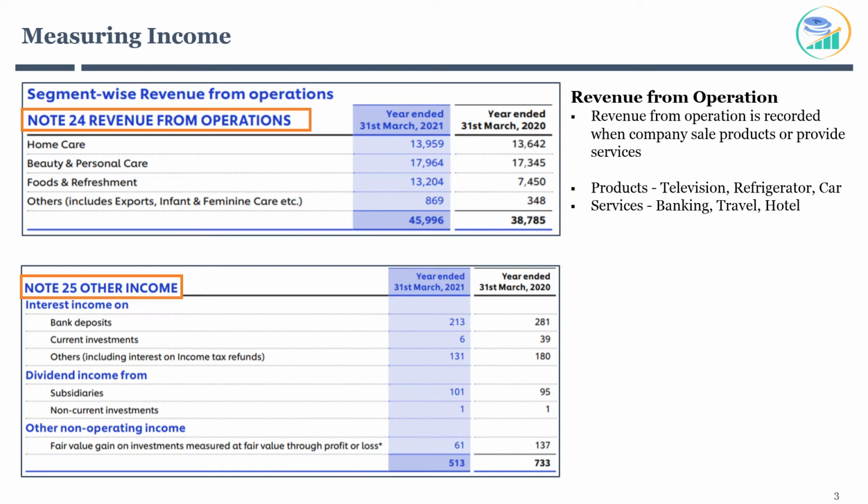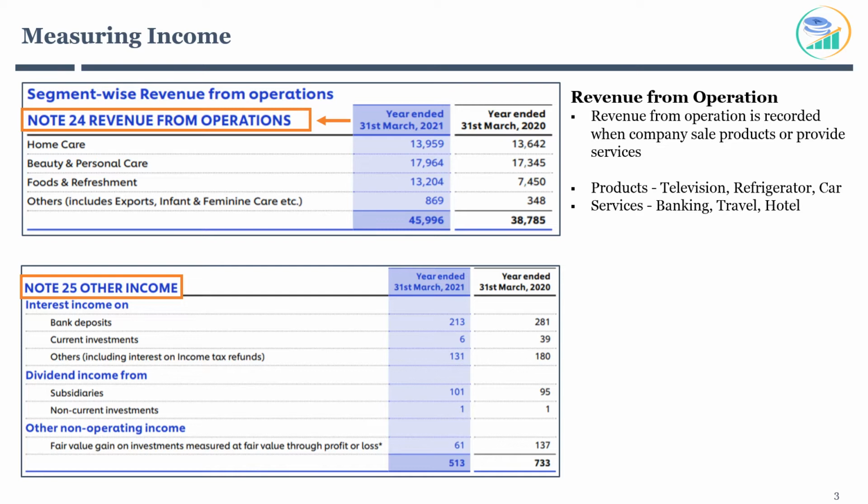Let's dig more into note 24. It provides several details, depending on the nature of business, like what is the breakup of revenue by product, segment or line of business. For multinational companies, you might be interested in knowing revenues by country or region. How much revenue the company is generating through sale of products and services distinctly.